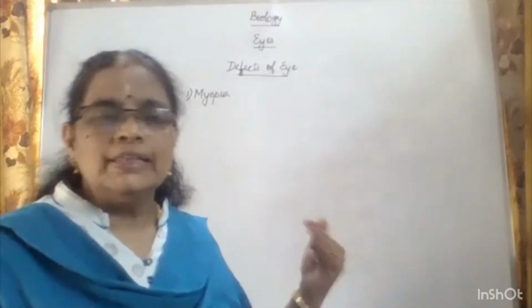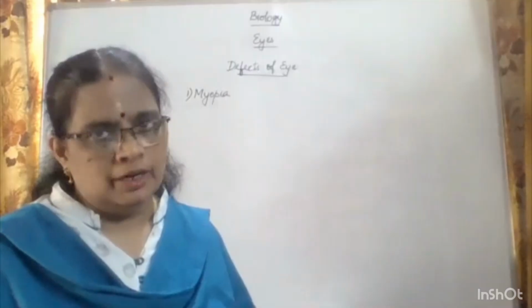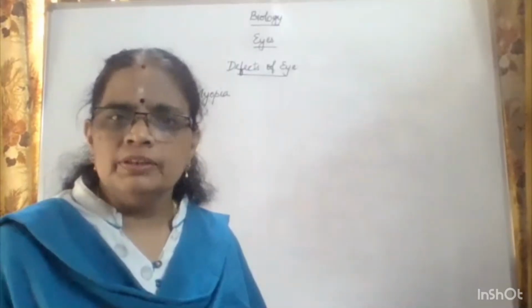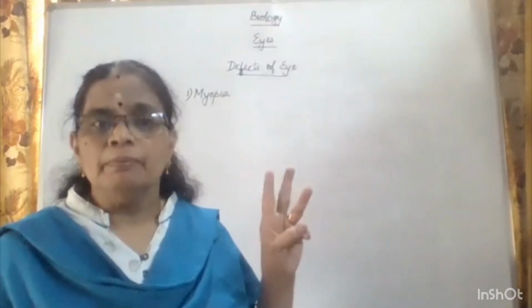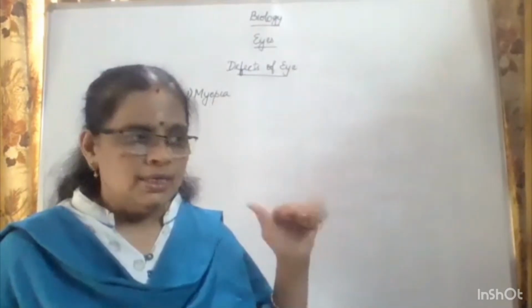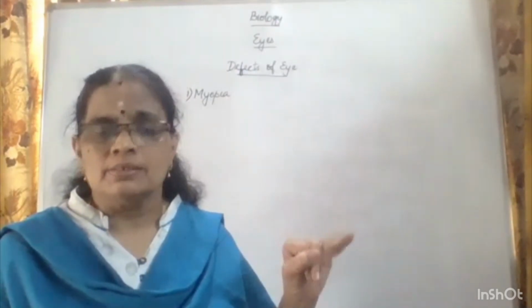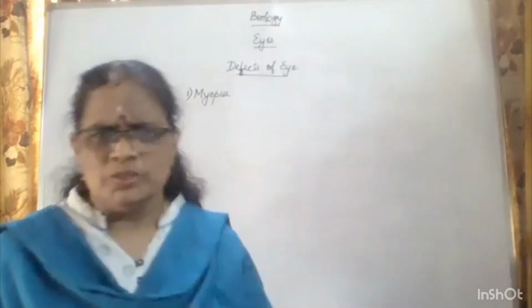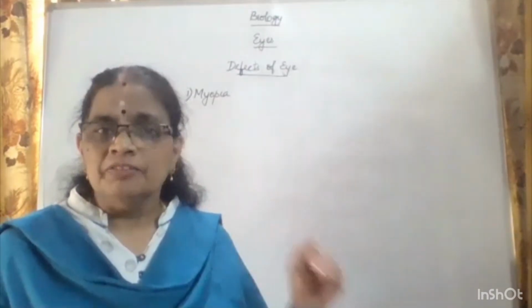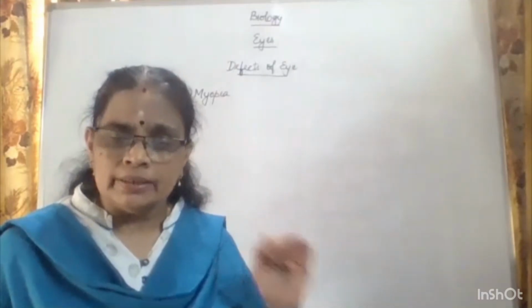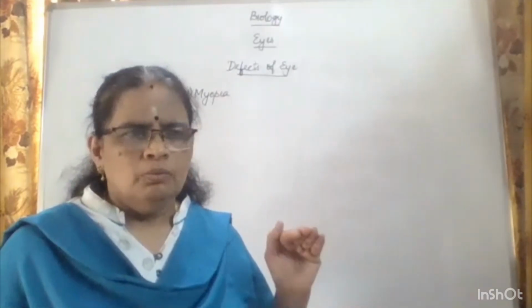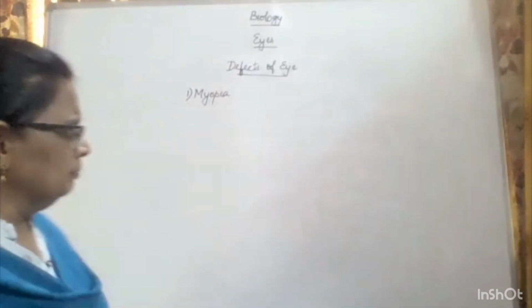Now we go to the next part of the lesson, defects of eye. So we have different defects: myopia, hyperopia, astigmatism, presbyopia, squint, night blindness, color blindness. So we start with myopia. Myopia or nearsightedness. What happens in myopia?